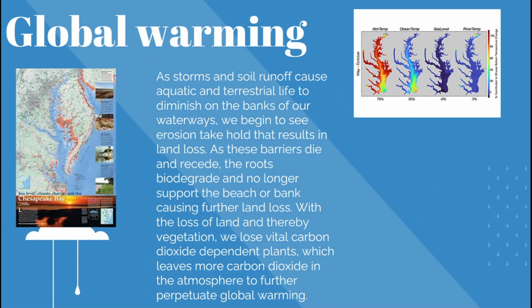Global warming. As storms and soil runoff cause aquatic and terrestrial life to diminish on the banks of our waterways, we begin to see erosion take hold that results in land loss. As these barriers die and recede, the roots biodegrade and can no longer support the beach or bank, causing further land loss. With the loss of land and thereby vegetation, we can lose vital carbon dioxide depending plants, which leaves more carbon dioxide in the atmosphere to further perpetuate global warming.